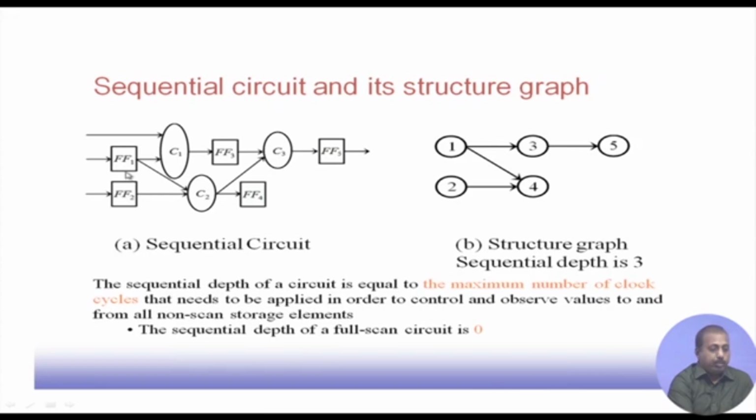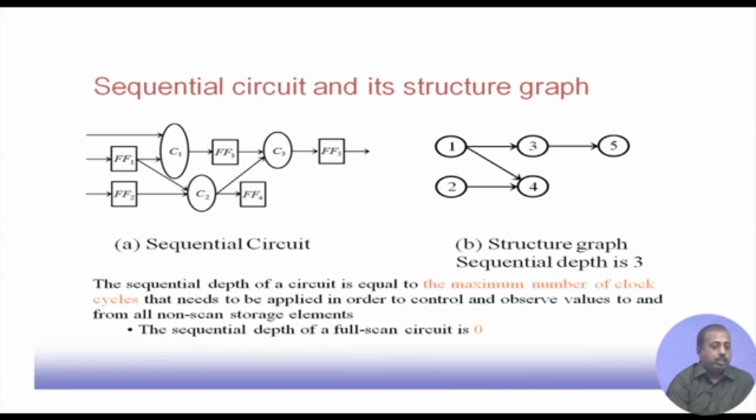Now, you see there is no dependency between flip flop 1 and 2, so there is no edge between them. But flip flop 1 may affect flip flop 3 via combinational logic 1, so there is an edge in the graph from node 1 to node 3. Similarly, from node 1 to node 4 there is an edge because through C2 it can control it. From 2 to 4 also there is an edge. Flip flop 5 is controlling nobody, so it is just taken like this.